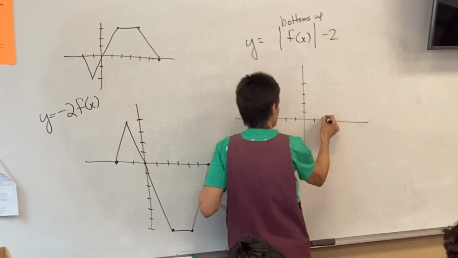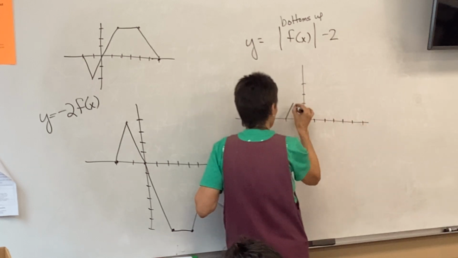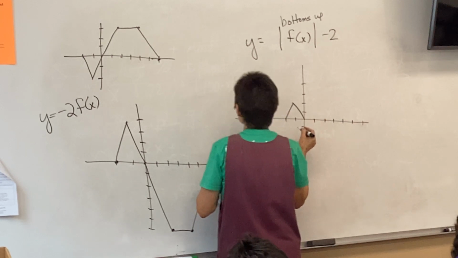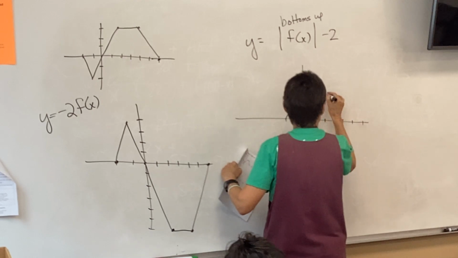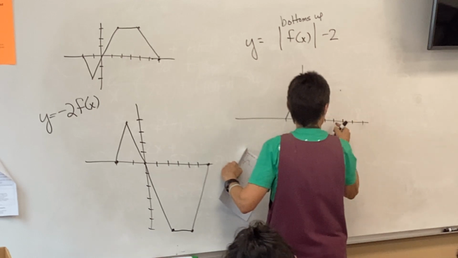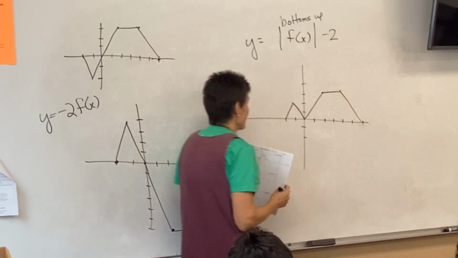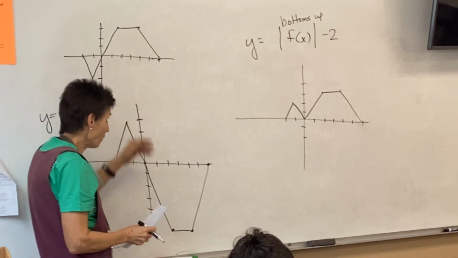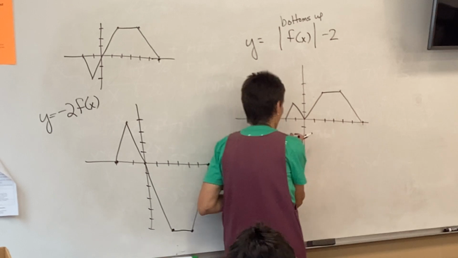Now, what else is happening? It's going to go down 2. So I'm going to go ahead and flip it up, and then the other part stays the same. So there's the bottoms up piece of it. Would everybody agree with that? Yeah. But now I have to pull everything down 2 blocks.